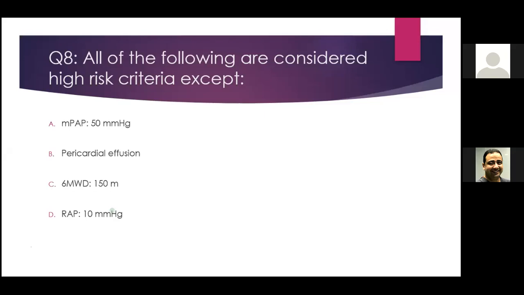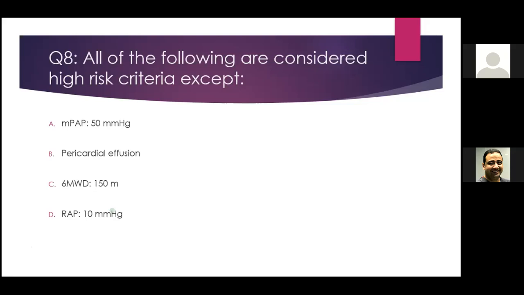Okay, we have now 3 votes for A. The mean arterial pressure is 50 millimeter mercury. 4 votes for A. So I think they are voting for the A, Karim. Okay.